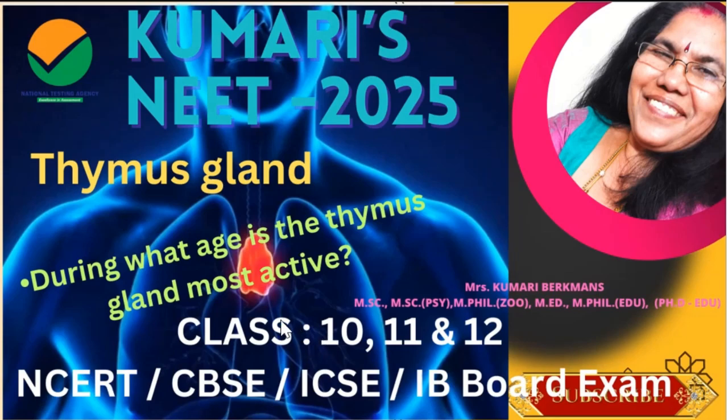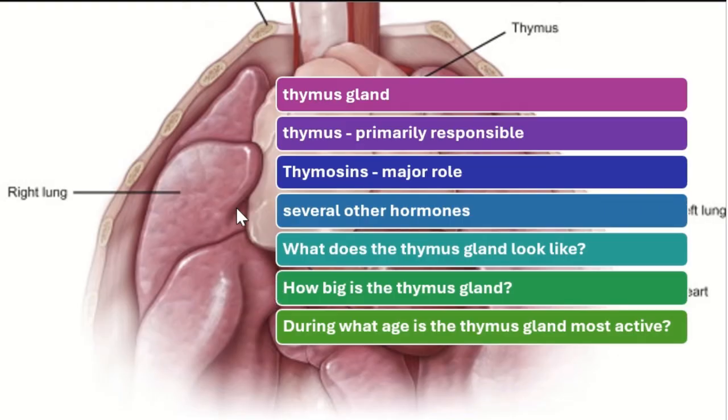Morning everyone. This class is about the thymus gland. In this class we are going to see the structure of the thymus gland, the thymus's primary responsibilities, and the hormone it secretes, which is called thymosins. So what are the major roles of the thymosins? Several other hormones are also secreted by this thymus gland, which we are also going to see.